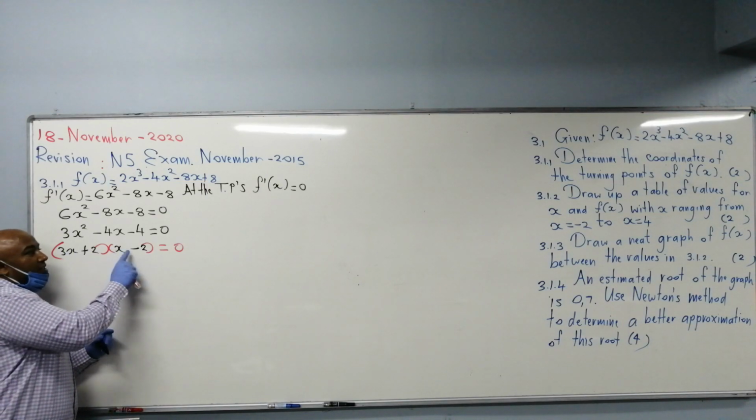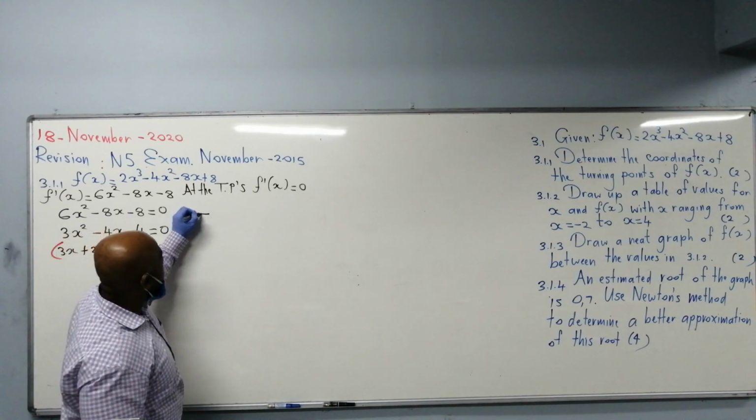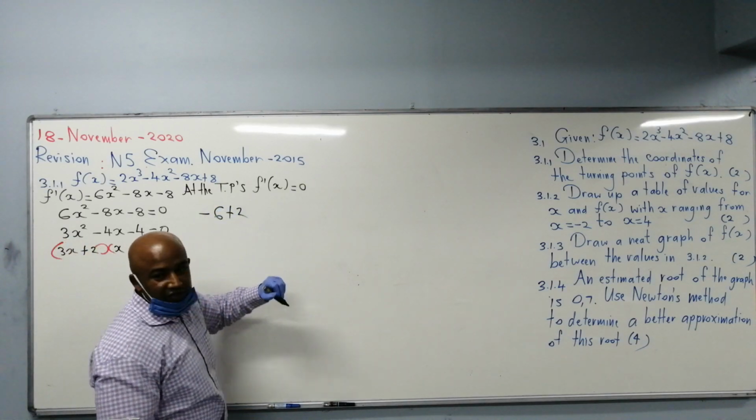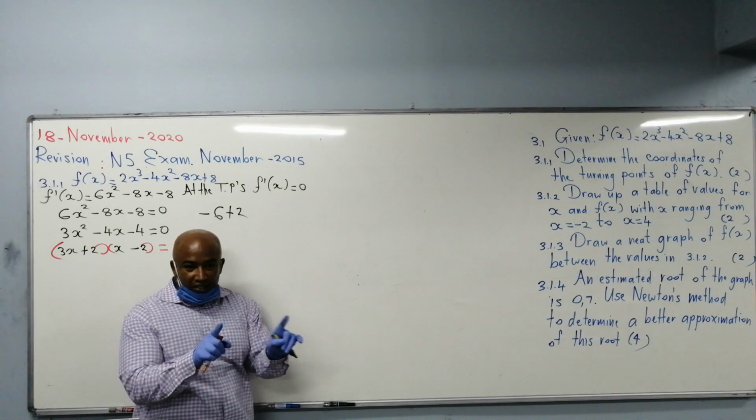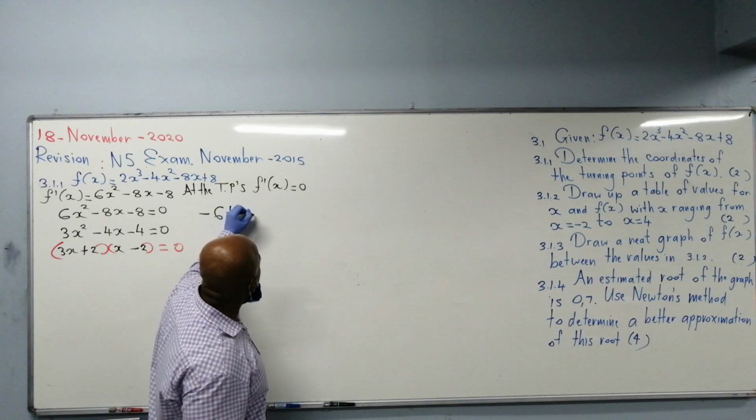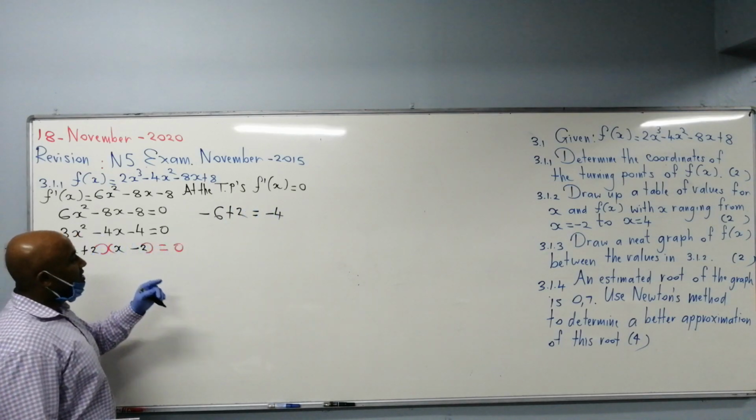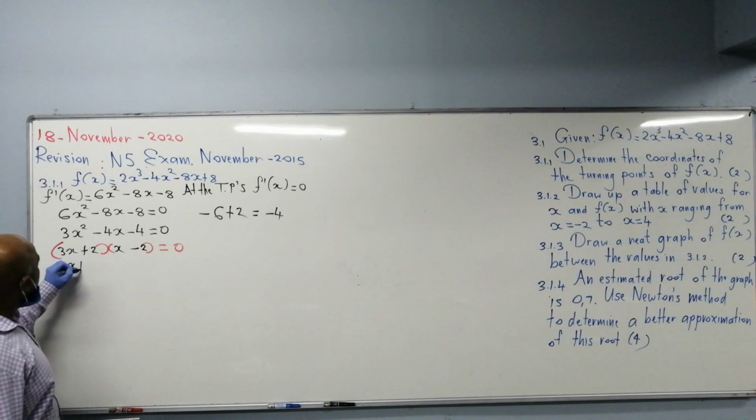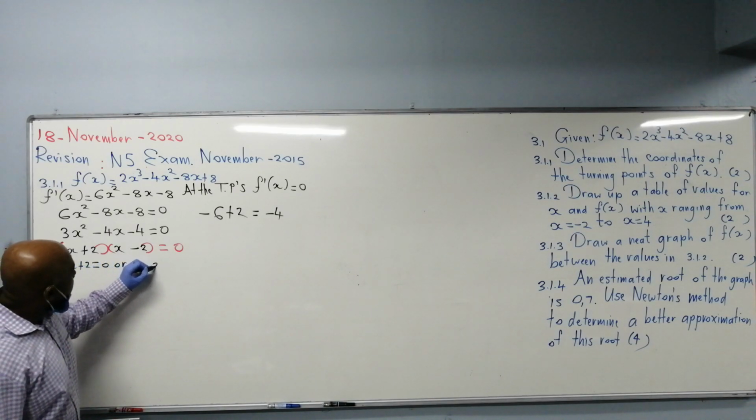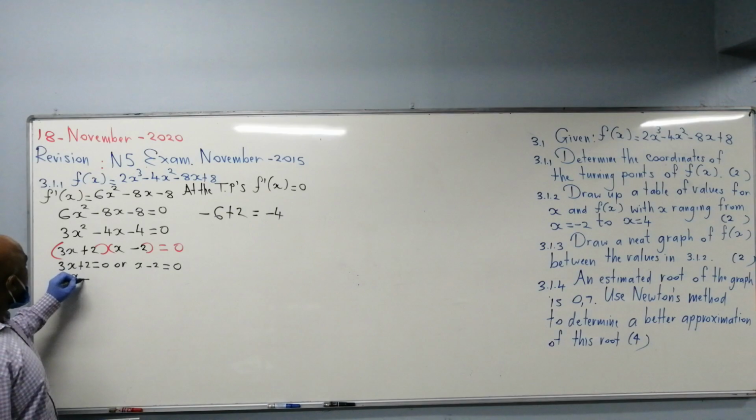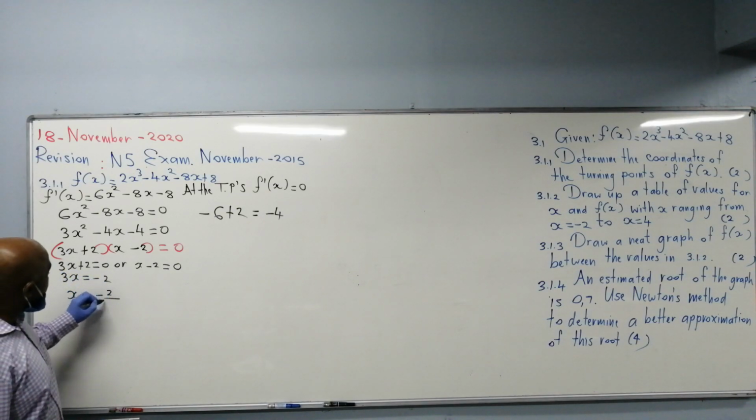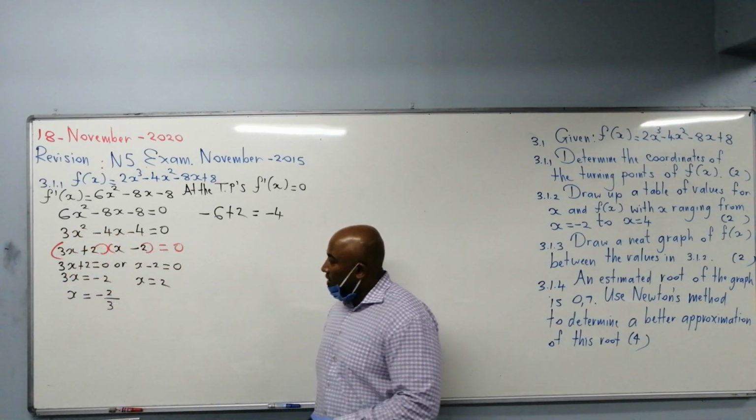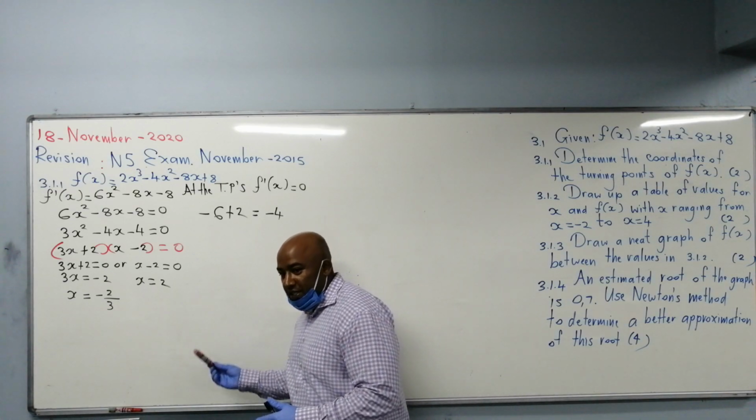Let's check. 3 times minus 2 is minus 6. And then 2 times 1 is 2. Obviously it has the x and the x there, but I'm not interested in that. I'm interested in the middle term, the coefficient. Minus 6 plus 2 gives me minus 4. There's my minus 4. That means this is correct. Okay. So now 3x plus 2 is equal to 0, or x minus 2 is equal to 0. So I've got 3x is equal to minus 2, so x is equal to minus 2 over 3, or x is equal to 2. Now, these are the x coordinates of the turning points.